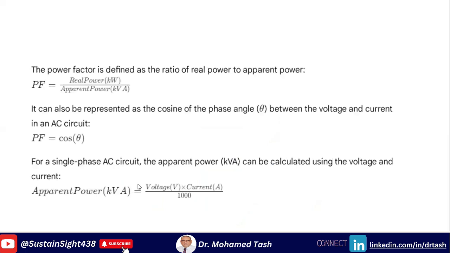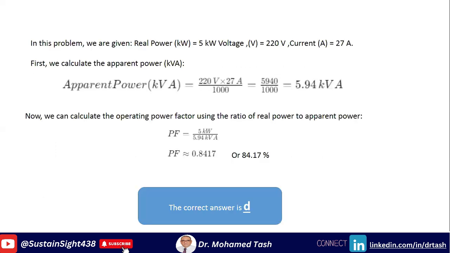So the power factor is defined as the ratio of real power to apparent power, and it can be represented as the cosine of the phase angle theta between the voltage and current in an AC circuit. For a single phase AC circuit, the apparent power kVA can be calculated using the voltage and current by the following equation: the kVA equals the voltage multiplied by the current divided by 1000.